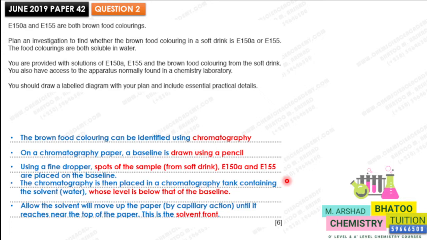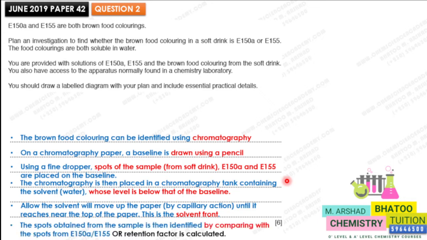Okay? Donc, the last mark, the spots obtained from the sample is then identified by comparing it with the spots from E150A ou bien E155. Tout dépend, ou tout simplement te dire comme ça, voilà, we're going to calculate the RF value. If you calculate the RF value, that would be enough. Okay? Just score the marks.